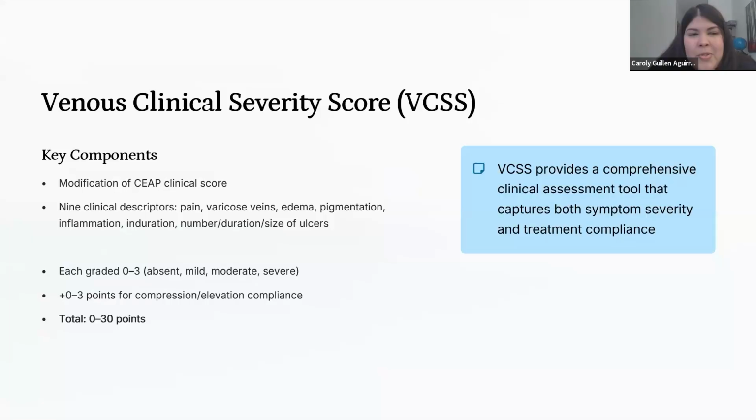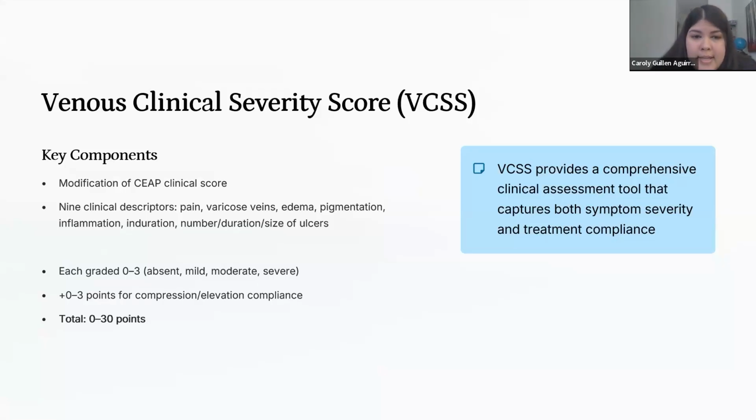So we have now the venous clinical severity score. The key component is that it is a modification of the CEAP clinical score. Actually, when the CEAP was introduced, it also had a CEAP clinical score, so this is a modification of that. It has 9 clinical descriptions that I'm going to go over later, and each is graded 0 to 3: absent, mild, moderate, and severe. It also gives points for compression and elevation compliance.